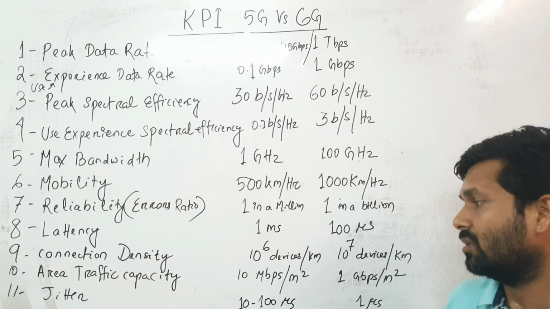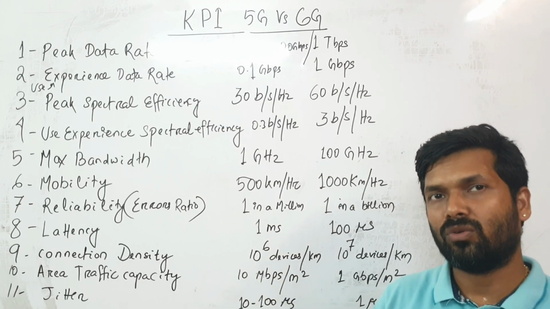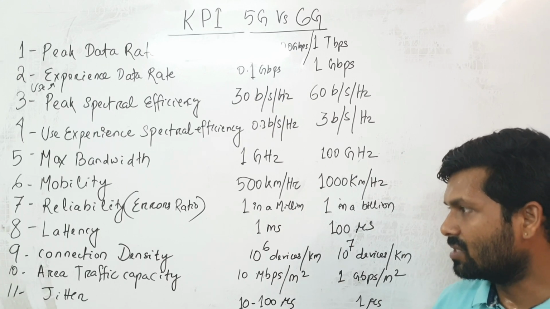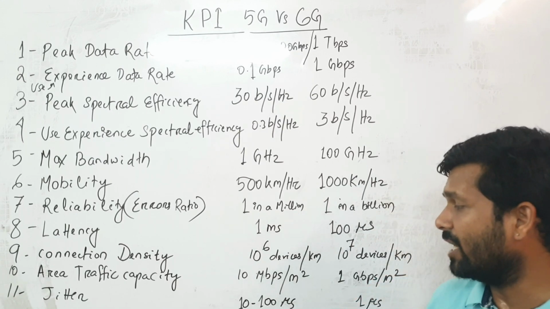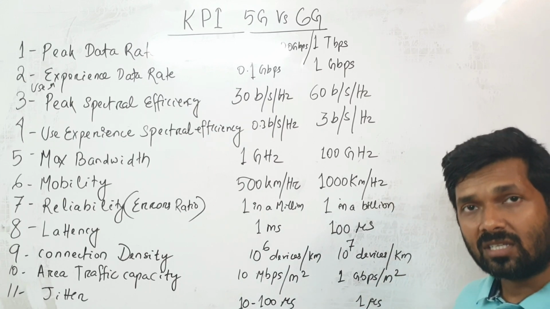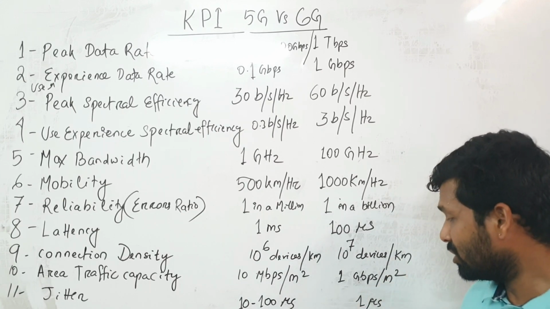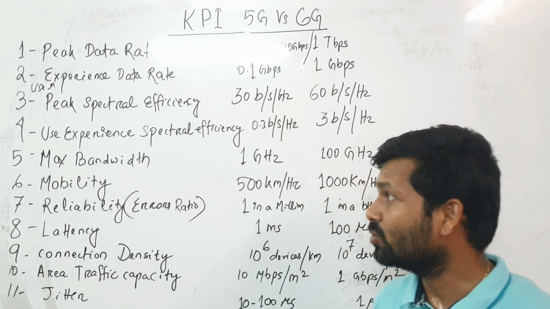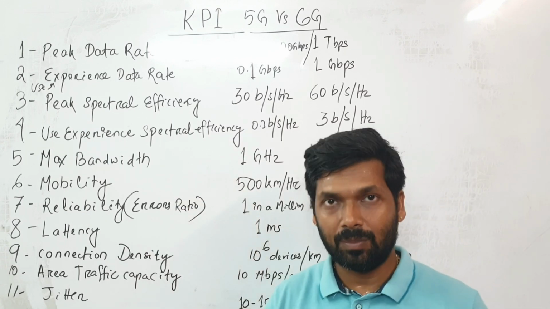Now the last one for today, the jitter. If there is a transmission breakthrough or any gap or jitter happening, the jitter allowed in a 5G network is 10 to 100 microseconds, but in 6G or beyond 5G we can experience just 1 microsecond jitter. So these are the 11 key KPIs.